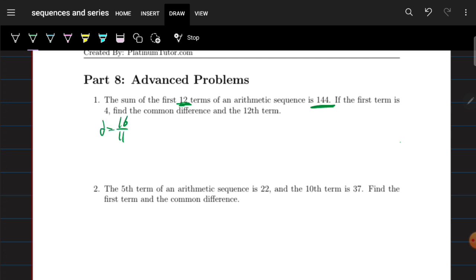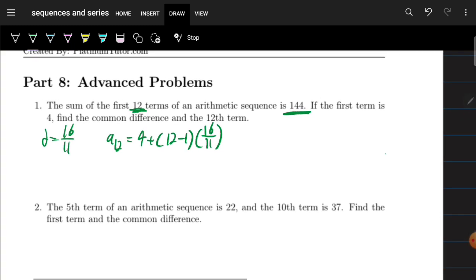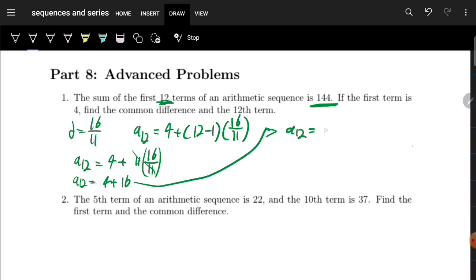All right, how can we find the 12th term here? Well, we know our arithmetic sequence formula, right? A12 is equal to the first term, which is 4, plus I want the 12th term, so 12 minus 1, times our common difference, which we found to be 16 over 11. All right, so now we get that A12 is equal to 4 plus 11 times 16 over 11. So times 11 divided by 11, those guys cancel out. We get A12 is equal to 4 plus 16. And so A12 is equal to 20.